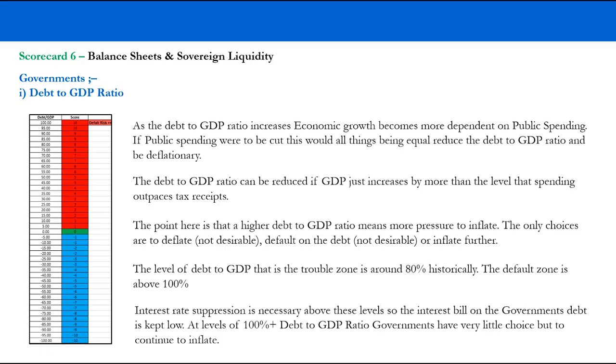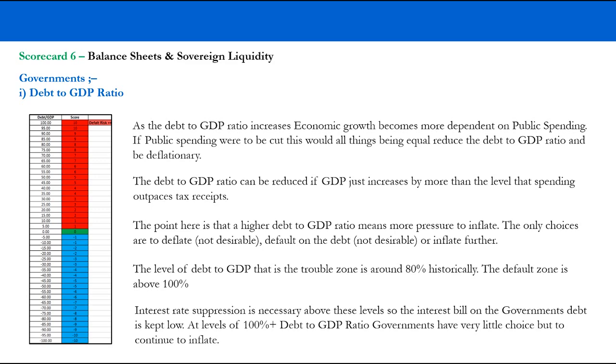Default on the debt, so the debt that's already outstanding, and what we mean by default is not pay the interest on that debt and write the debt off, so cancel the debt, which is not desirable, especially for a country like the United States, because a default would mean the credit rating gets cut drastically, and then they may not be able to borrow on the terms that they want to borrow in the future, or borrow at all. And the last option is to simply inflate further.